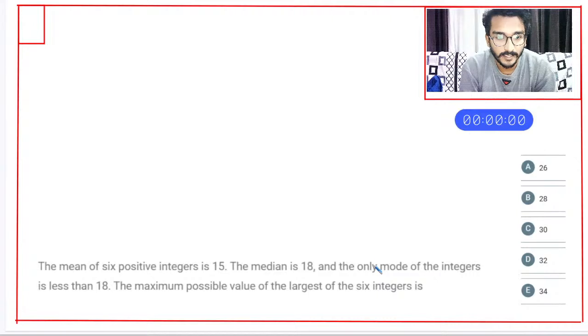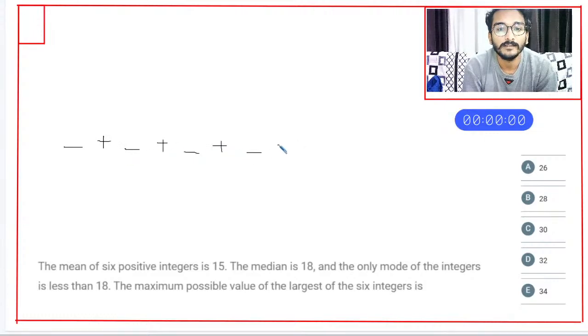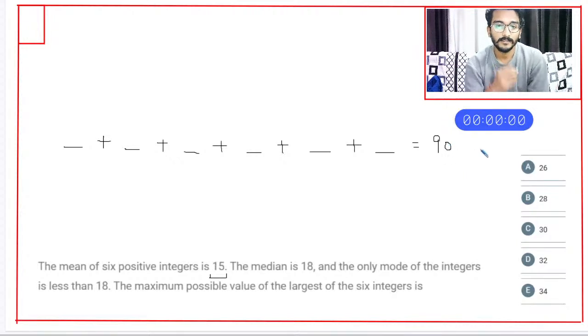We are given that the mean of six positive integers is 15. So there are six integers, and the largest integer means they are in ascending order for me. So 1, 2, 3, 4, 5 and then 6. The mean is 15. We can say the sum is what? 90. 15 multiplied by 6. Their sum is 90.